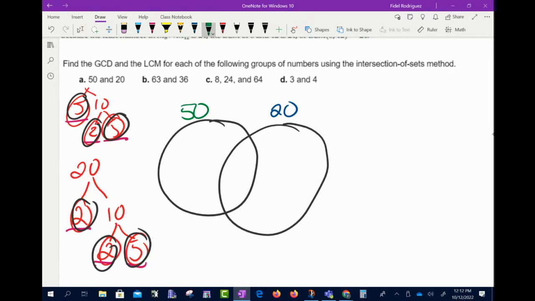Okay, great. So look, y'all, the 2 and the 5 is going to go inside here. Why are they going to go in there? Because they have them in common. That's what the intersection of sets means. That's where we overlap. Okay, now I want to show you something.